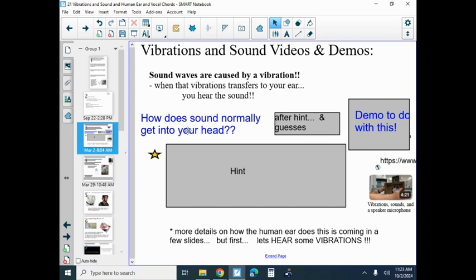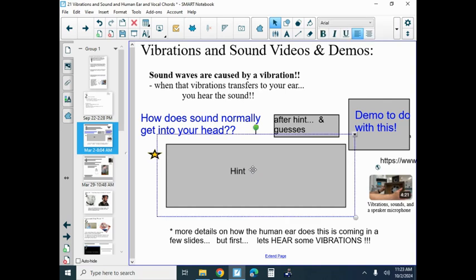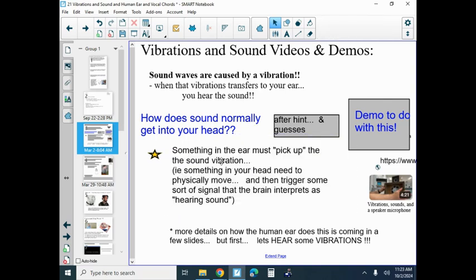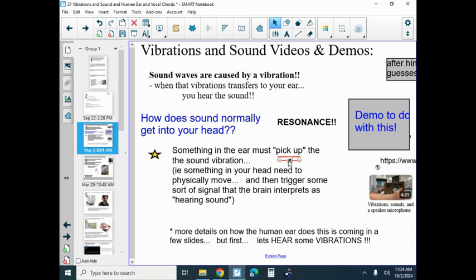But how does sound normally get into your head? Basically, there's a hint to do with this. Something must pick up the sound vibration, something in your head must physically be able to move and then trigger some sort of signal that your brain interprets as hearing sound, right? So focusing on the pickup part, how does one vibration transfer to another would be another huge hint. And eventually we get you to say, oh, okay, I get it. It's going to be resonance, right?